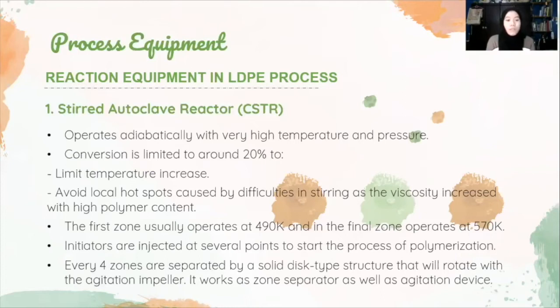The first zone of the reactor usually operates at 490 Kelvin and the final zone operates at 570 Kelvin. The initiators are injected at several points along the reactor to start the process of polymerization. Every 4 zones of the reactor are separated by a solid disk type structure that will rotate with the agitation impeller. Basically, it works as a zone separator as well as an agitation device.